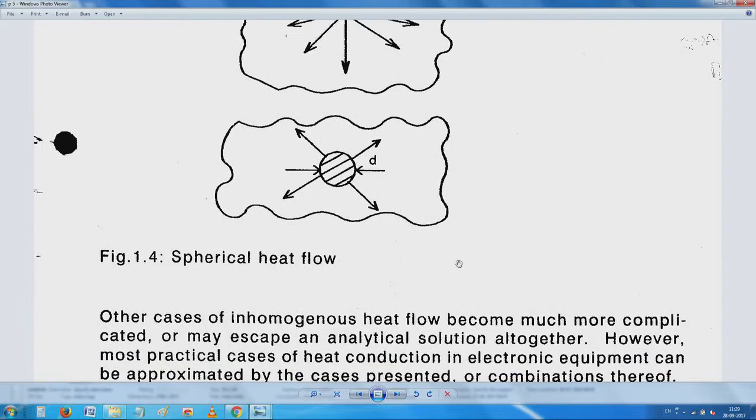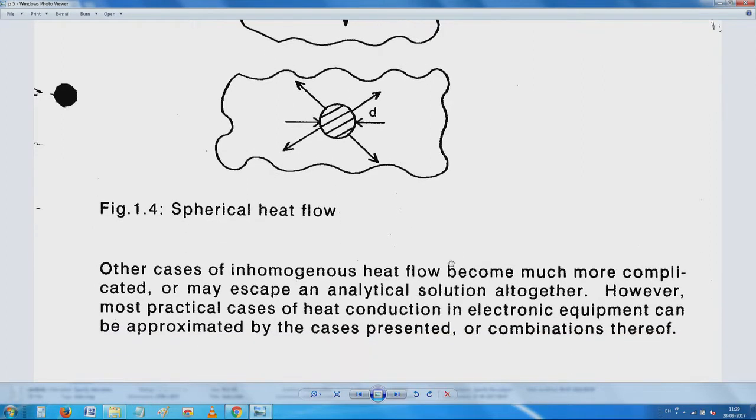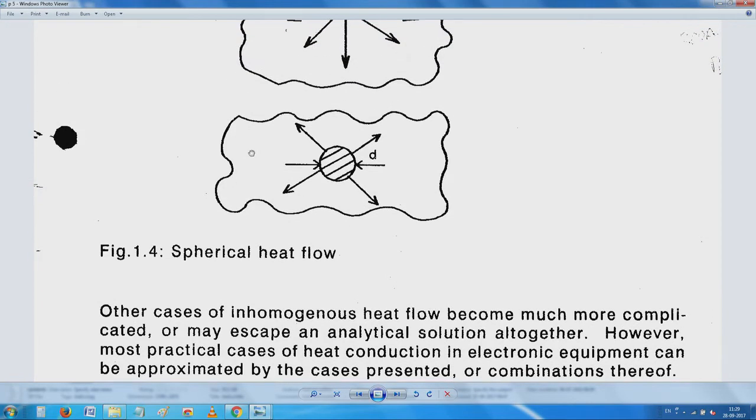You see the beautiful note that is given here. Inhomogeneous heat flow becomes much more complicated, may escape an analytical solution. Practical cases of heat conduction in electric equipment can be approximately given by using these combinations.